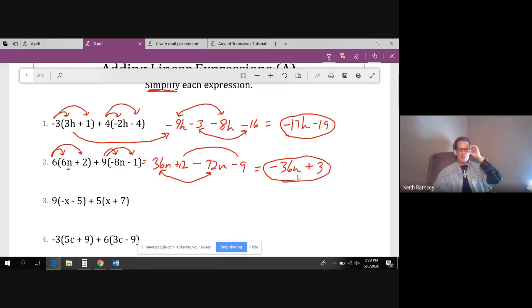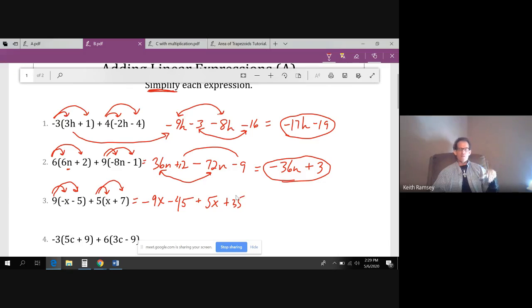Okay. Let's do number 3, and then I'll let you guys try some of these on your own. We'll distribute 9 times negative x, which is really like saying 9 times negative 1, which is negative 9. So I'm writing negative 9x. Then I have 9 times negative 5. Remember, positive times a negative is negative 45. Then I distribute the next equation. 5 times x, which is like saying 5 times 1x is 5x. And then I have 5 times 7, which I know is 35.